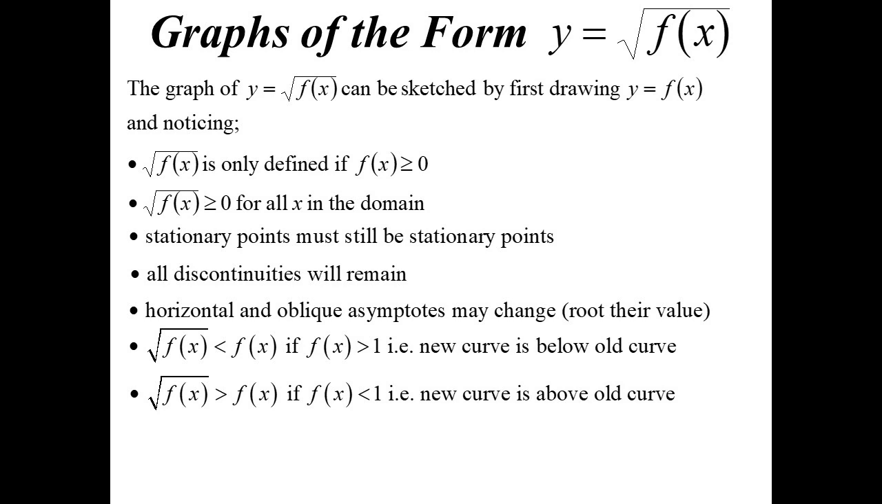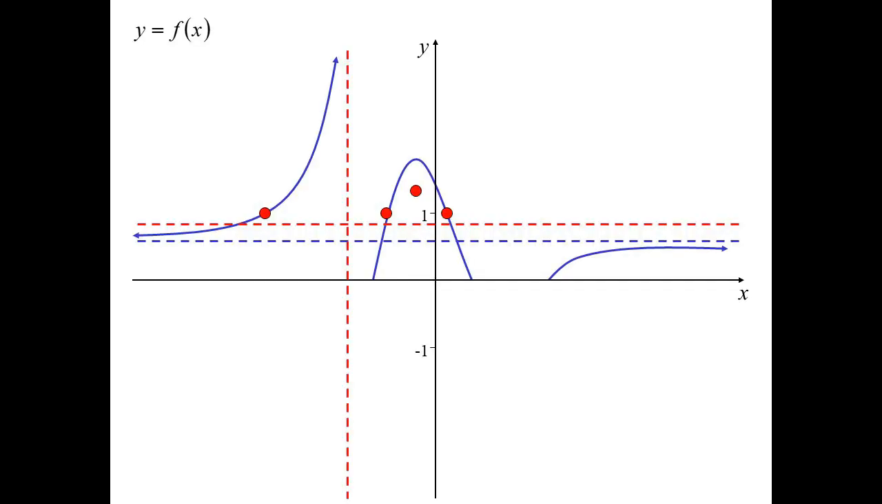If you find the square root of a number that's bigger than 1, then it gets smaller. So this time the new curve would be below the old curve, whereas if the original curve is less than 1, then the square root would go above the old curve. So a similar idea, but the other way around. That again means 1 is a very important number because the square root of 1 is 1. So I'll plot those 3 points. I know we're at those 3 points.